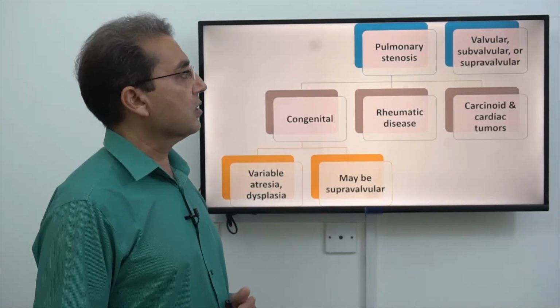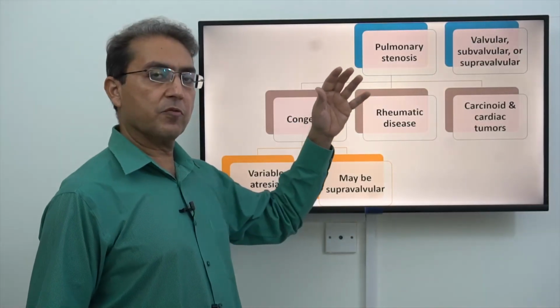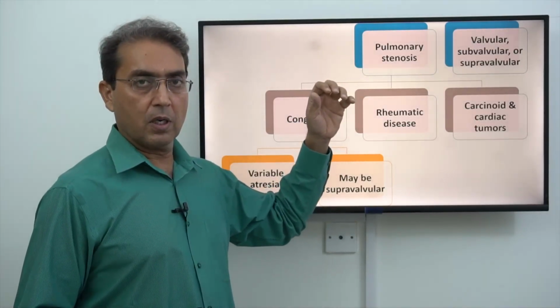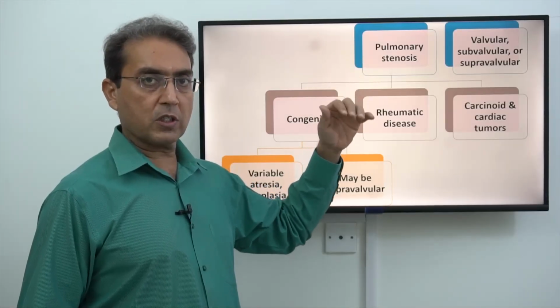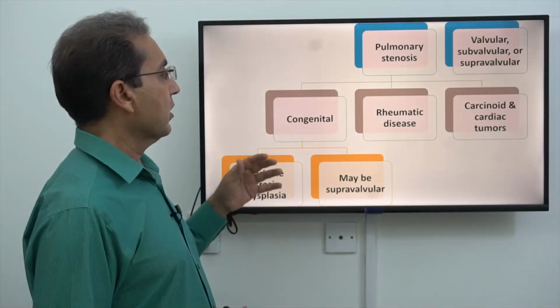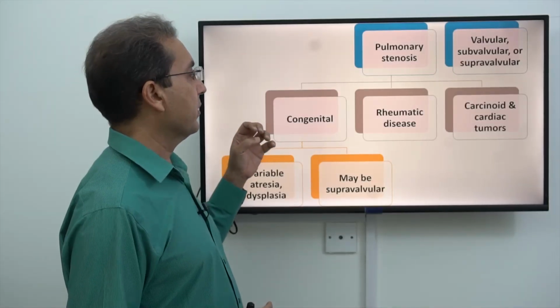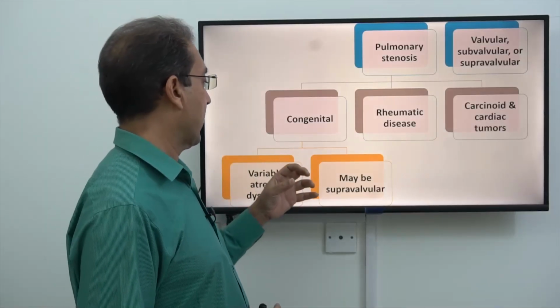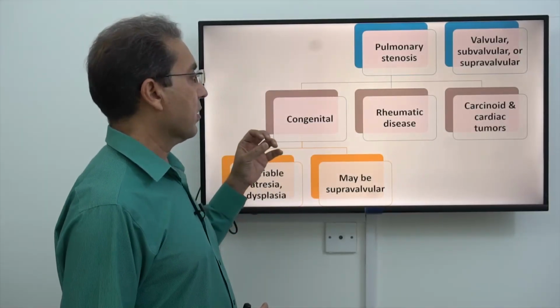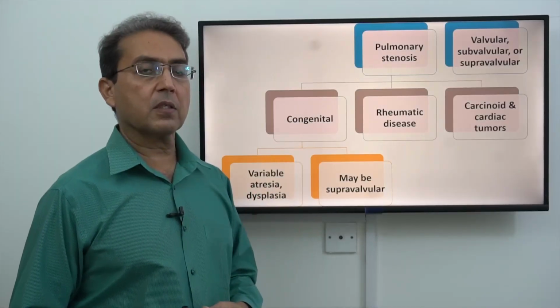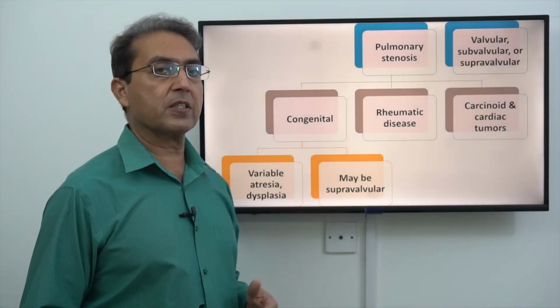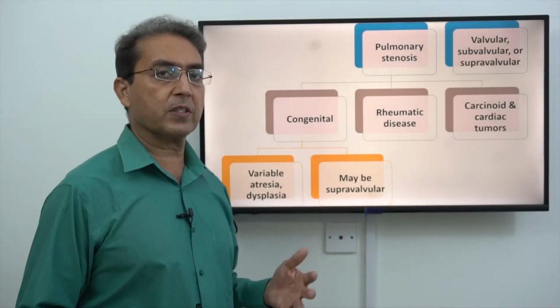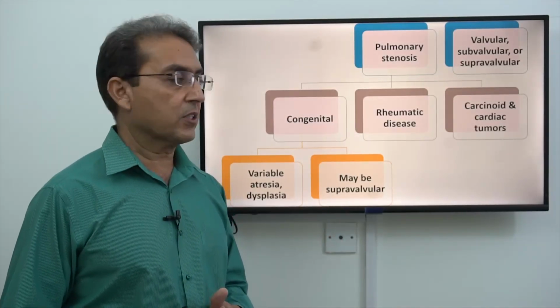Now, pulmonary stenosis. Pulmonary stenosis can be valvular, supravalvular, or subvalvular. Now, what are the causes? The most common reason for pulmonary stenosis is congenital heart disease. It can be supravalvular as well, and it may be part of other congenital lesions. For example, it may be present in tetralogy of Fallot, or it may be present in rubella syndrome.